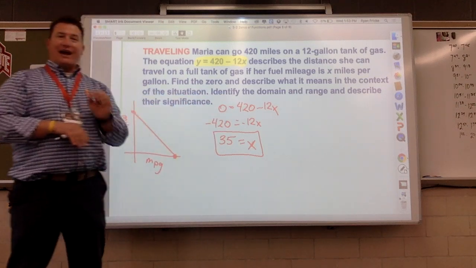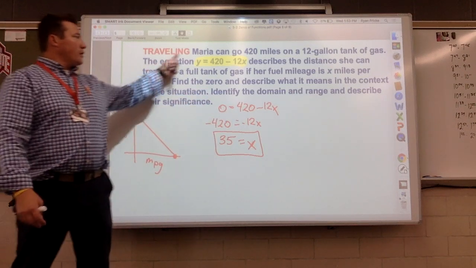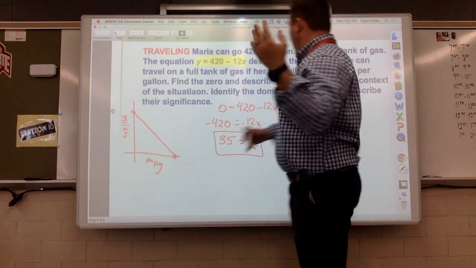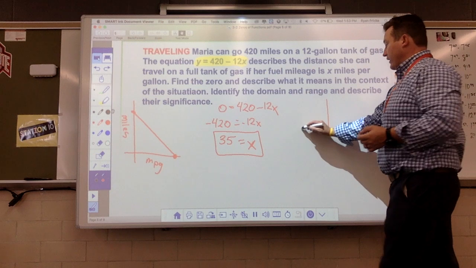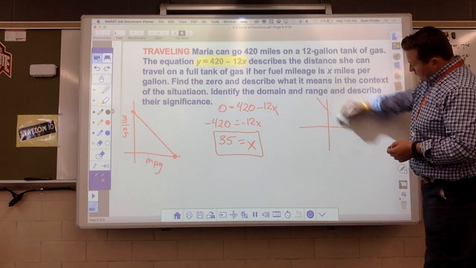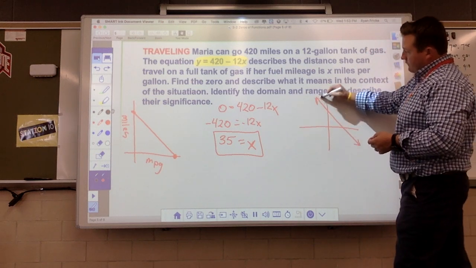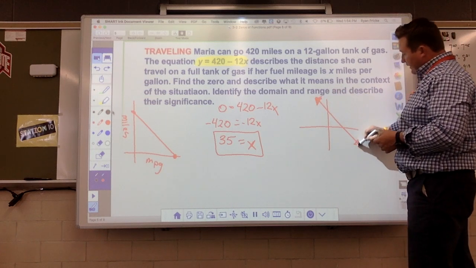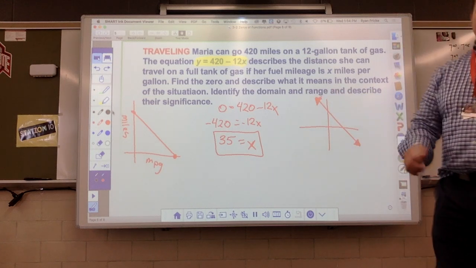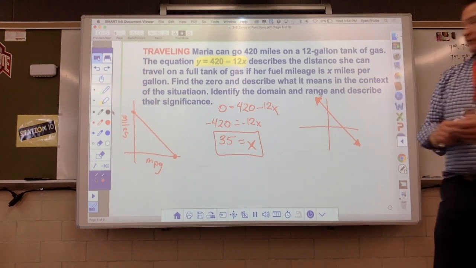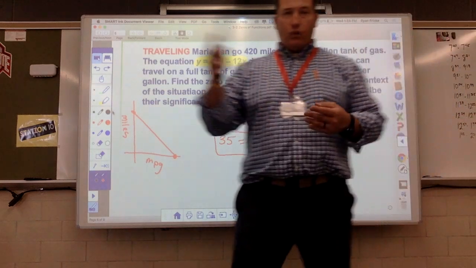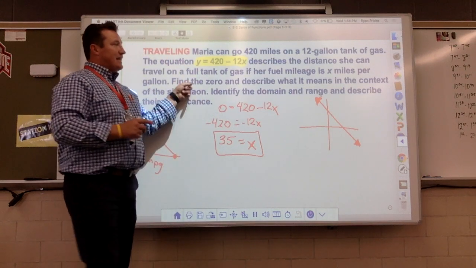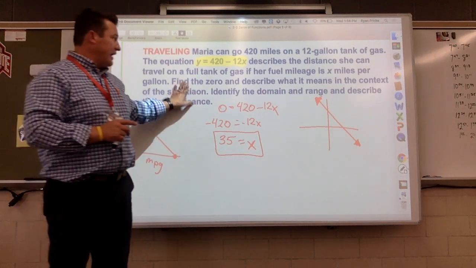Domain and range here, guys, are a little bit different. If you were to put this into Desmos, here's what it will look like. It literally will look like this. And we would say, hey, what's the domain of this? Well, the domain of that one is all real numbers, and the range is all real numbers. But in real life, guys, can that be the case with this problem?